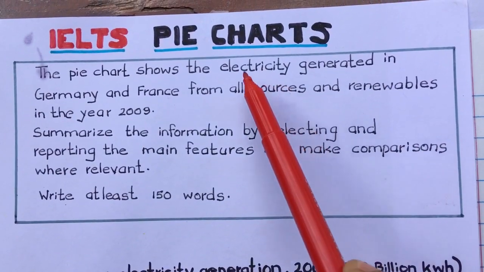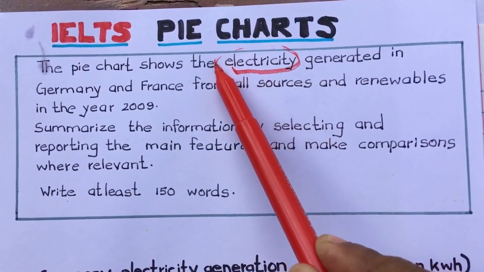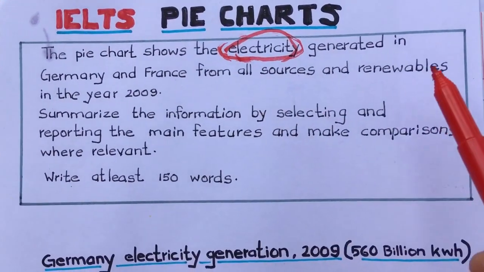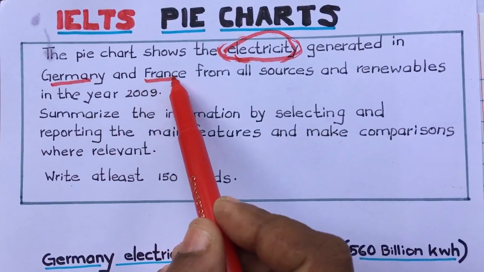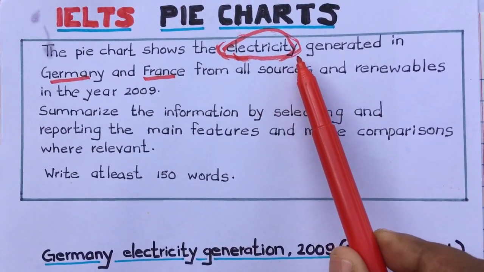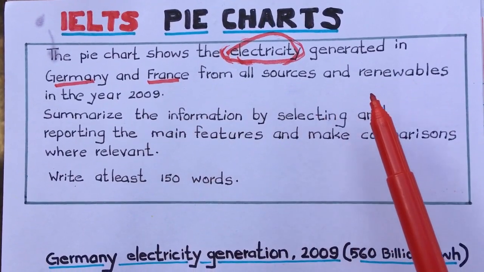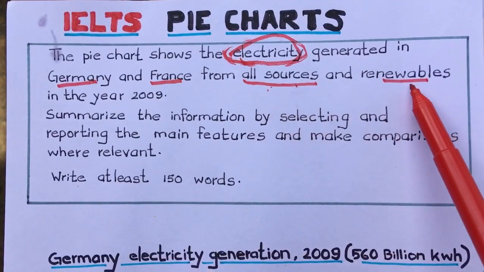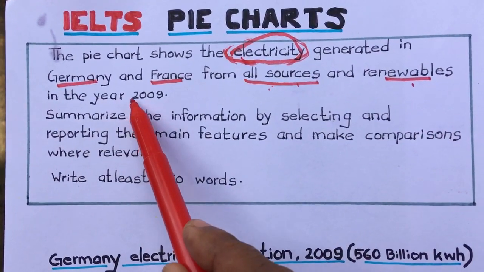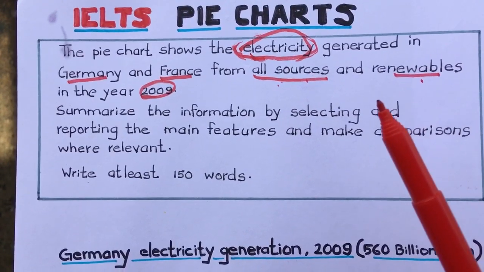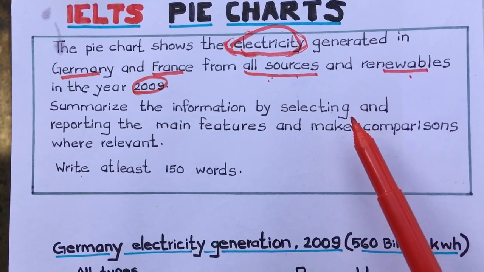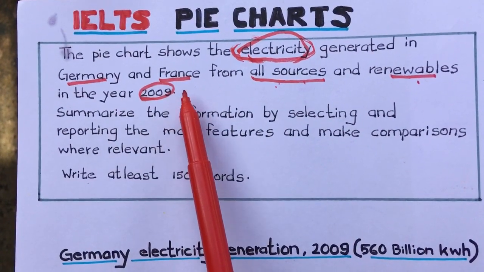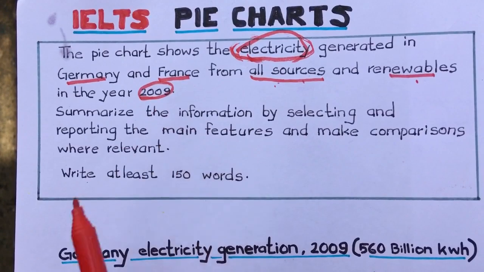So let's see the question, what it says about the pie charts. What the pie chart shows about the electricity. See, our focus of the question is about the electricity generated in Germany and France. It is clearly given: the electricity generation in Germany and France from different sources and renewables. There are many sources along with the renewables, right, in the year 2009. So understand the question. There are 4 pie charts. It shows the electricity generation especially in Germany and France in the year 2009.